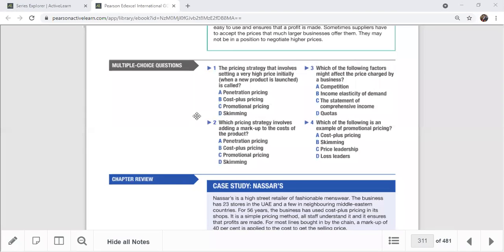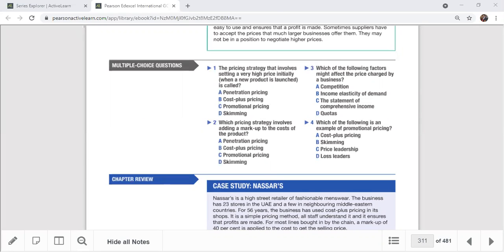Number 2: which pricing strategy involves adding a markup to the cost of the product? I got a few answers. A, penetration; B, cost plus; C, promotional; D, skimming. Adding a percentage of markup is cost plus pricing. The answer was given by a lot of students here. B is the correct answer for question number 2, cost plus pricing.